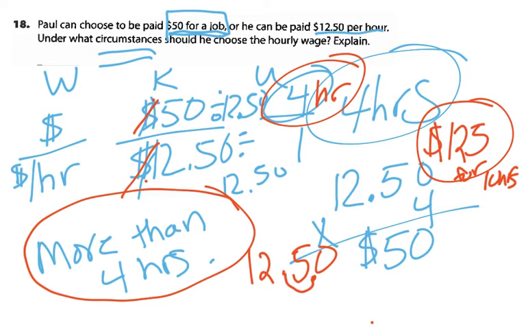But the main point of this problem is for you to understand that if he's going to work less than 4 hours, taking the $50 is the better deal. If he's going to work more than 4 hours, then taking the hourly rate is the better deal. Okay? So I hope that makes sense. I mean, if he's just going to work for 1 hour, I'd totally take the $50.